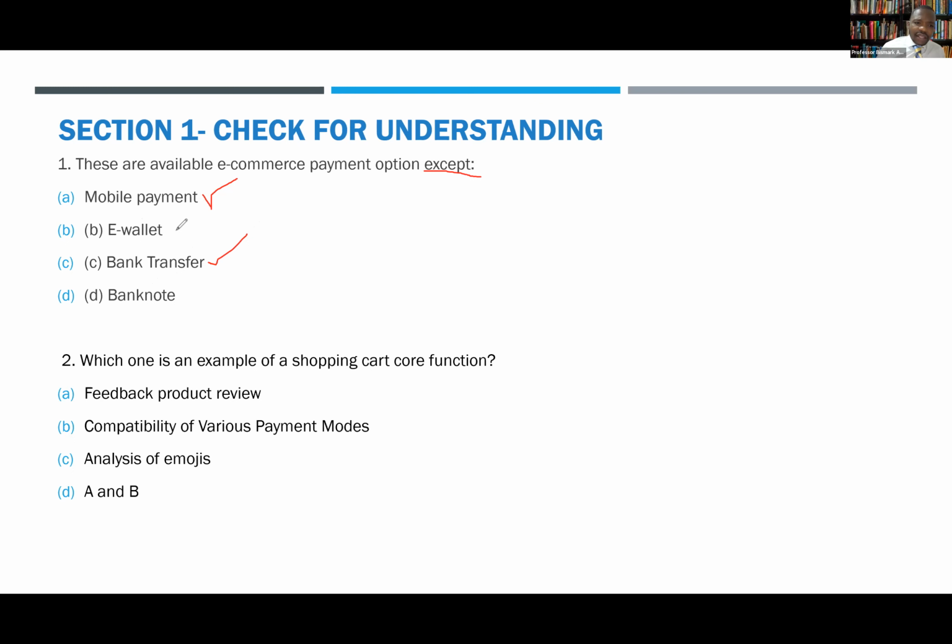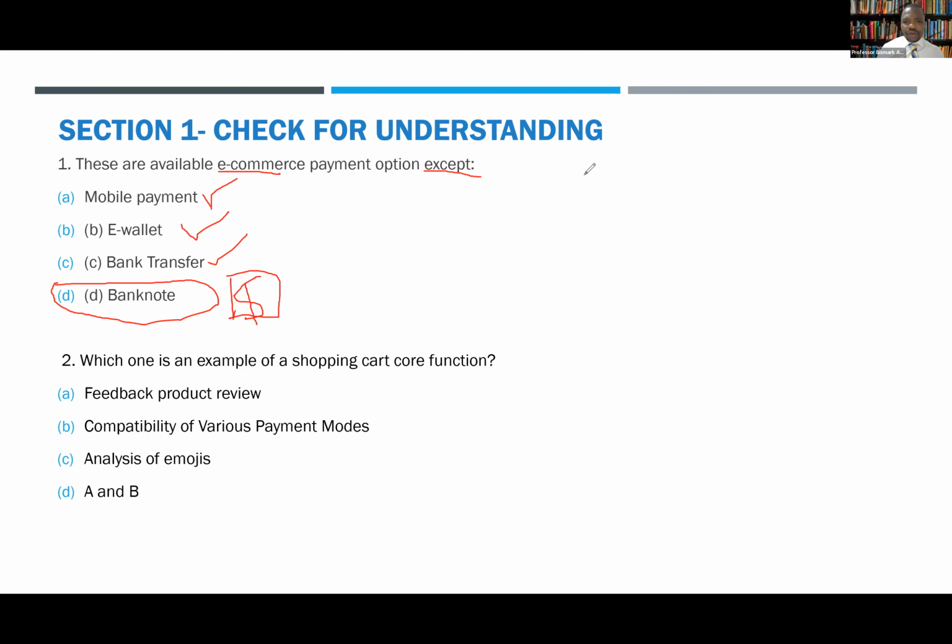So we know that e-wallets is a type of e-commerce. Anything E, so the electronic. This we can send electronic. This we can also send, but banknotes, it's not appropriate because that means we have to send physical cash, and that would defeat the purpose of running an online business. So D is the best answer.